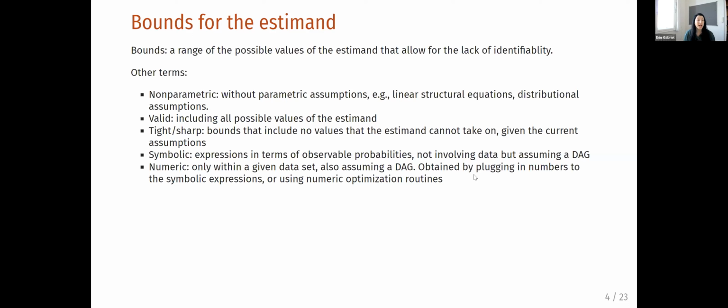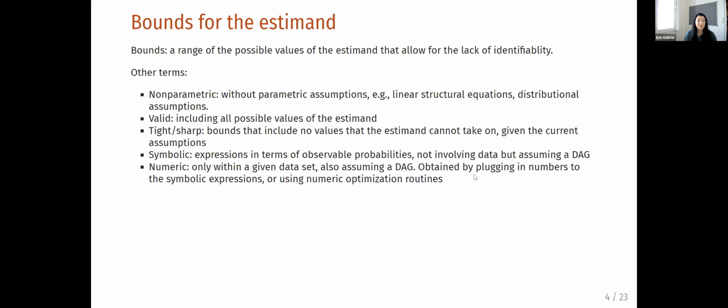Tight or sharp, which I use and I believe are used interchangeably in the literature, just means the bounds don't include values that the estimand cannot take on. So given the current assumptions, they don't include anything that the estimand can't have. Symbolic, these are just expressions in terms of the observable true probabilities, and they're not numbers. They're just in terms of the true probabilities. And that means that it doesn't involve data, it just involves the assumed DAG.